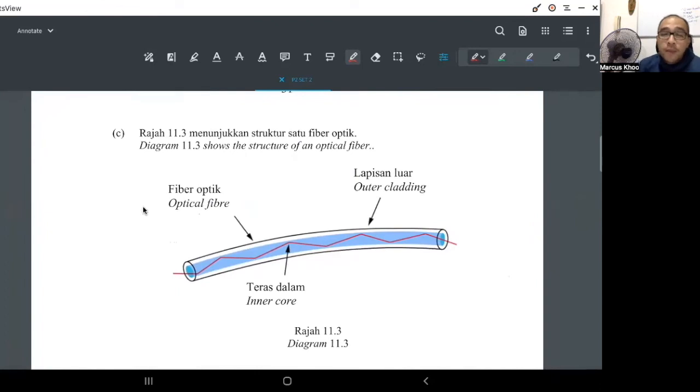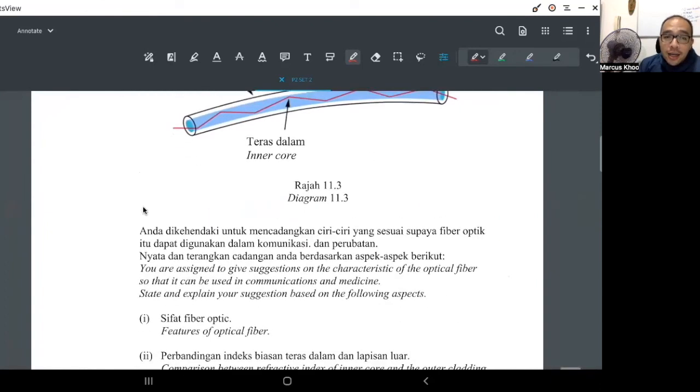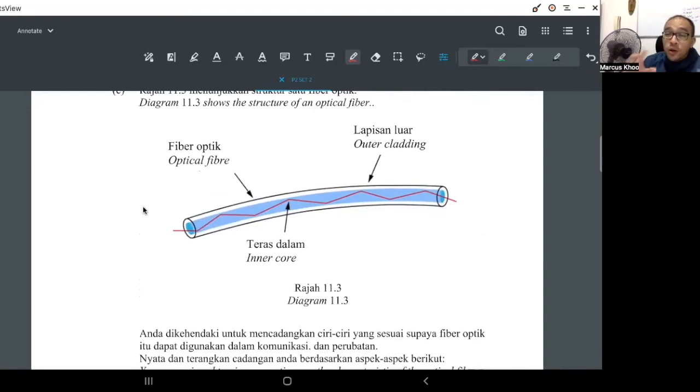Okay, fiber optics. You are assigned to give suggestions on the characteristics of optical fiber so that it can be used in communications and medicine. So what are fiber optics used for? Fiber optics are like thin strands of string. Okay, it's not really string, but nowadays it's not just one strand, it's a whole bundle of them. We have many strings bundled together, and we use them for internet connection. That's why you have all these Maxis fiber, DiGi fiber, Celcom fiber, it's all using the technology of optical fiber.